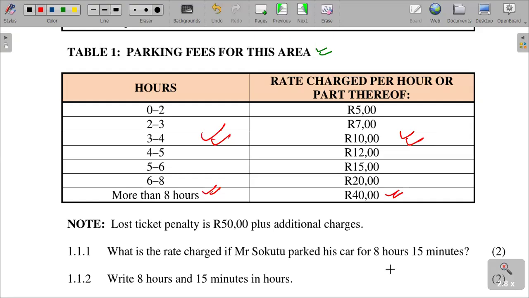So the first question is saying, what is the rate charged if Mr. Sukutu parked his car for 8 hours, 15 minutes? We look here to say more than 8 hours. 8 hours, 15 minutes falls on this category. So Mr. Sukutu will be charged how much? He will be charged 40 rand, because it's 8 hours, 15 minutes, which is at this rate here. So it is 40 rand.